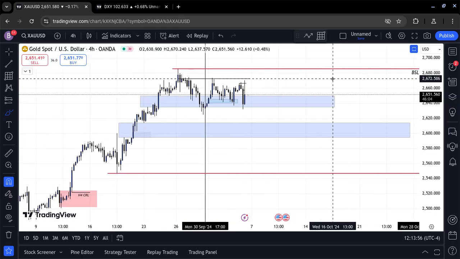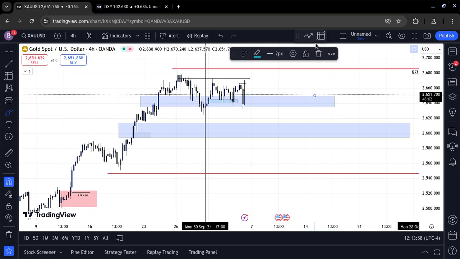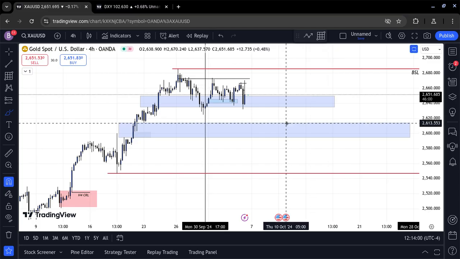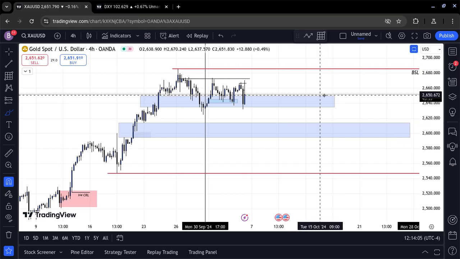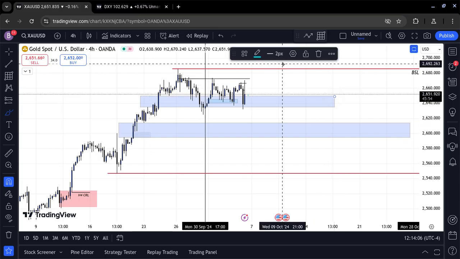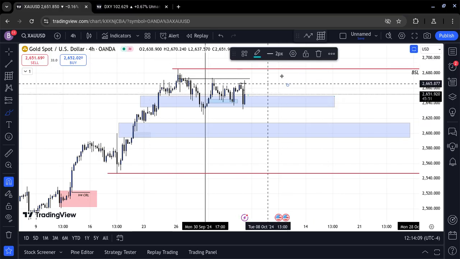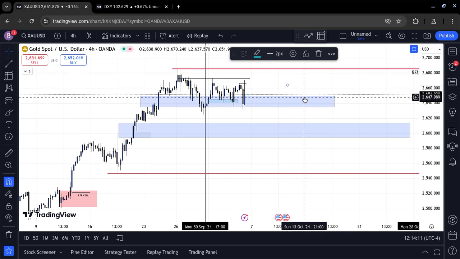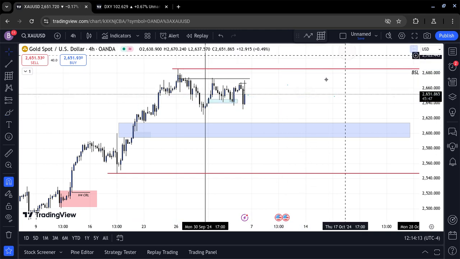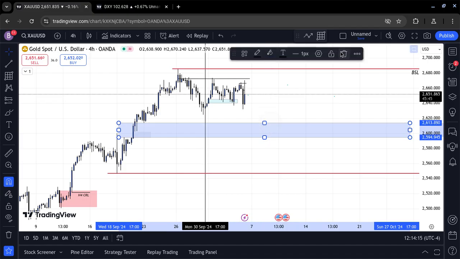Let me just delete this. Let me delete this one as well. Why is it not, what's happening? Oh, right. I had the brush selected. Let me delete this one and this one. Let me clear this out.